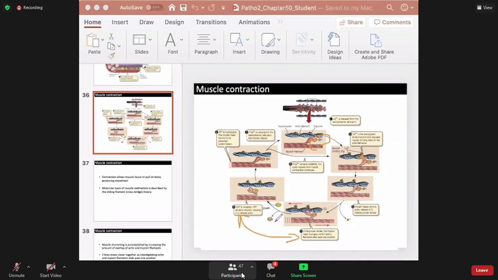When you die and you're in rigor mortis, there's no more ATP because you're dead, right? So basically you're stuck right here without being able to release the myosin head, because you're not making ATP anymore. You were making it up until the moment you died, but the moment you die, there's no more ATP. So you're stuck in this cross bridge, not being able to release the myosin head. So that's how rigor mortis comes about.